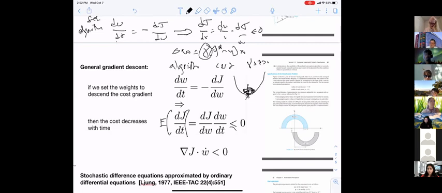And we can sometimes write this in a simpler form, just a different notation. We use this gradient operator, del J. For people who haven't seen it, we pronounce it del. In LaTeX, it's the nabla operator for some reason, and del J times W dot is less than 0. That's the simplest way to write it.